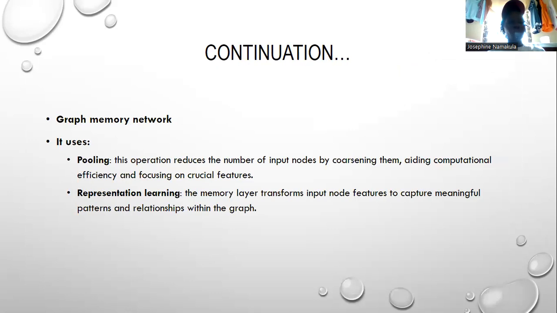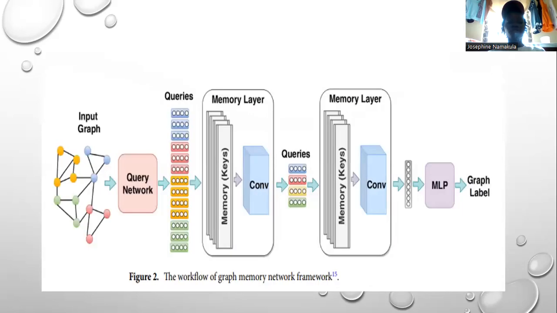So the graph memory network used the pooling method and representation learning. The pooling method is the operation that reduces the number of input nodes by clustering them, aiding computational efficiency and focusing on crucial features. In representation learning, the memory layer transforms input node features to capture meaningful patterns and relationships within the graph. So this is the structure of the graph memory network.